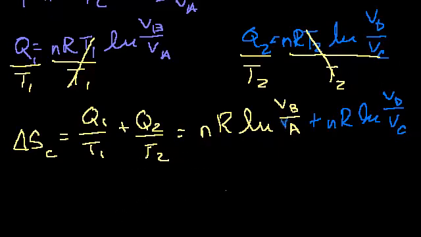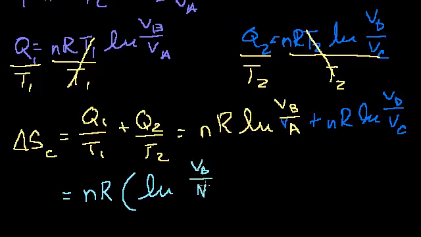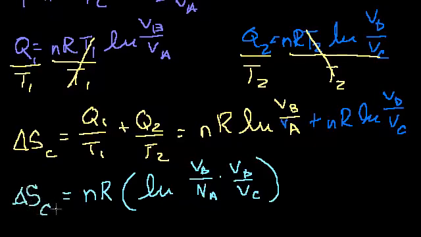This is equal to, almost there, home stretch, nR. We can factor out an nR. And then the natural log of a plus the natural log of b is just the same thing as the natural log of ab. So this is equal to nR times the natural log of vb over va times vd over vc. All right. Now, this is our change in our s state variable that we're playing with right now.